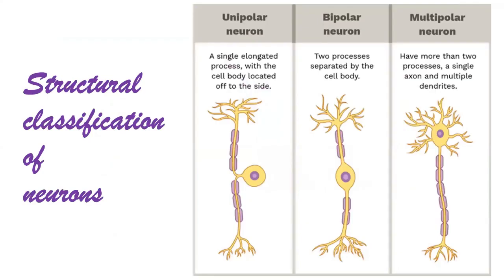Then there is a structural classification of neurons as well, like unipolar, bipolar, and multipolar. In unipolar, a single elongated process with the cell body located off to the side. In bipolar, two processes separated by the cell body. You can see in the diagram. The diagram is pretty clear. Then multipolar neurons have more than two processes, a single axon and multiple dendrites, as you can see.